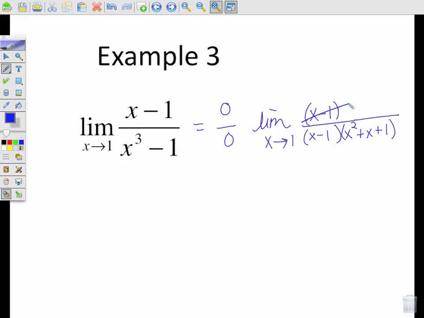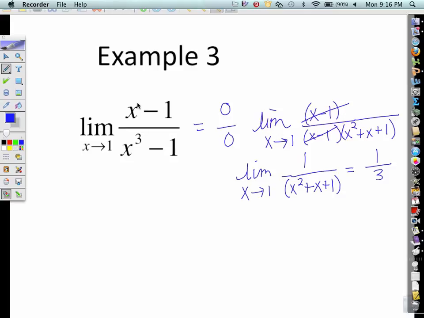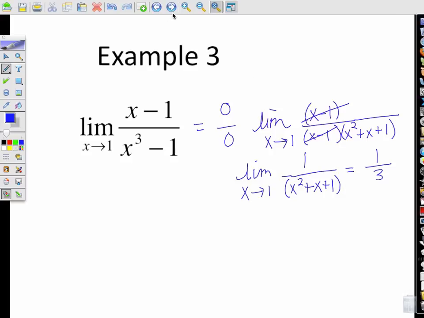All right, so I can go ahead and cross these out. And this is the limit as x approaches 1 of 1 over x squared plus x plus 1. If I put 1 in, the result is 1 over 1 plus 1 plus 1, so 3. The answer to this limit is equal to 3. So that is what happens when we are given the indeterminate form of 0 over 0. We need to figure out algebraically how to simplify some of those.